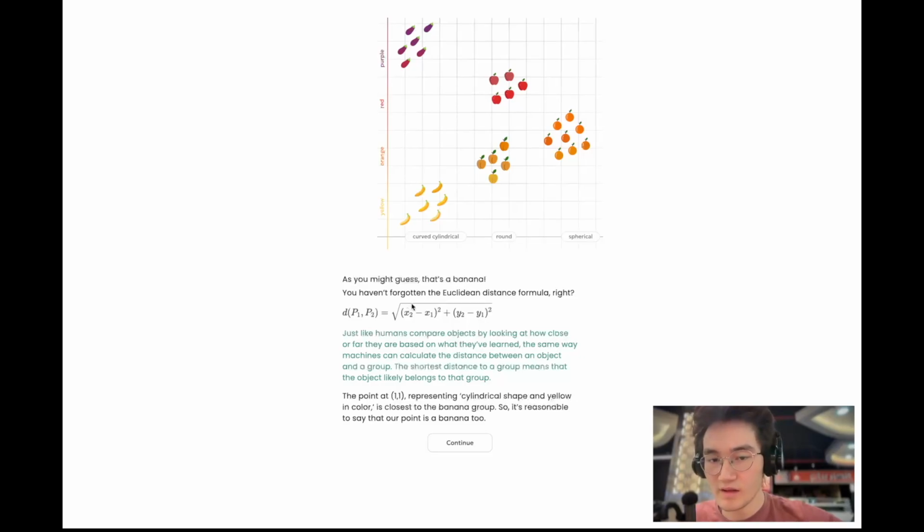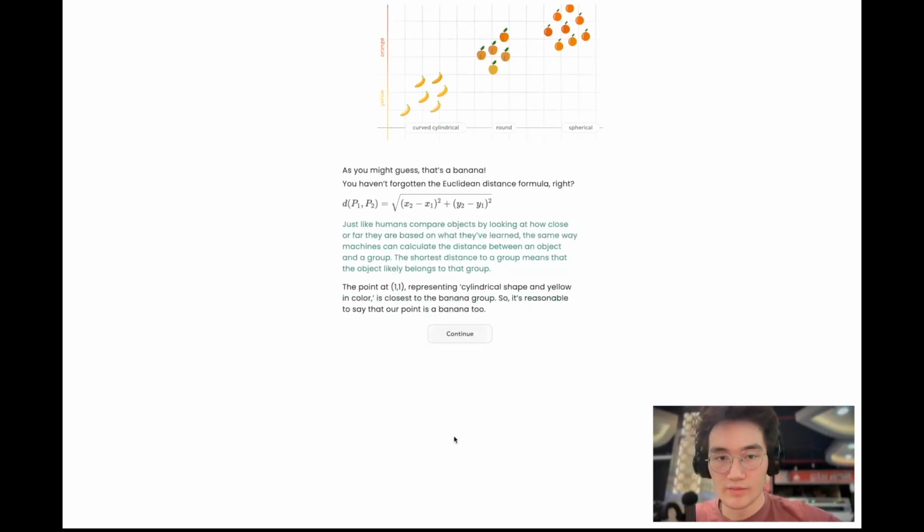You haven't forgotten the Euclidean distance formula, right? Just like humans compare objects by looking at how close or far they are based on what they learned, the same way machines can calculate the distance between an object and a group. The shortest distance to a group means that the object likely belongs to that group. The point at 1, 1, representing cylindrical shape and yellow in color, is closest to the banana group. So it's reasonable to say that our point is banana too.